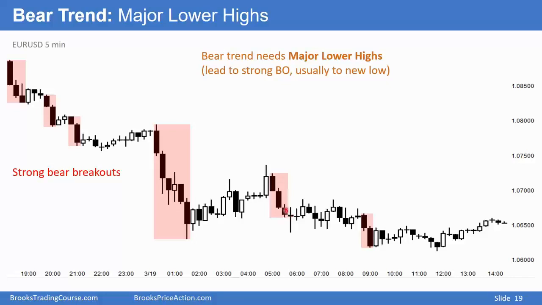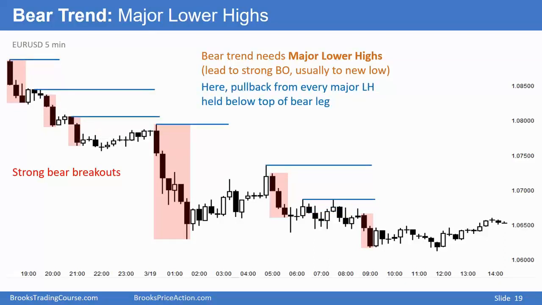A major lower high usually gets a breakout to a new low. Usually, not always. Every time you get the breakout, traders tighten the stops. Strong breakout, lower the stop to just above the most recent lower high, the most recent major lower high. Is this the lower high? I would say up here is where I put my stop.